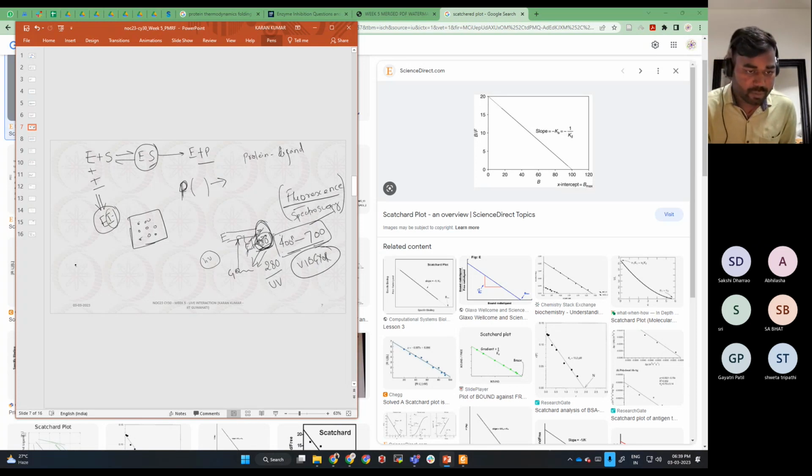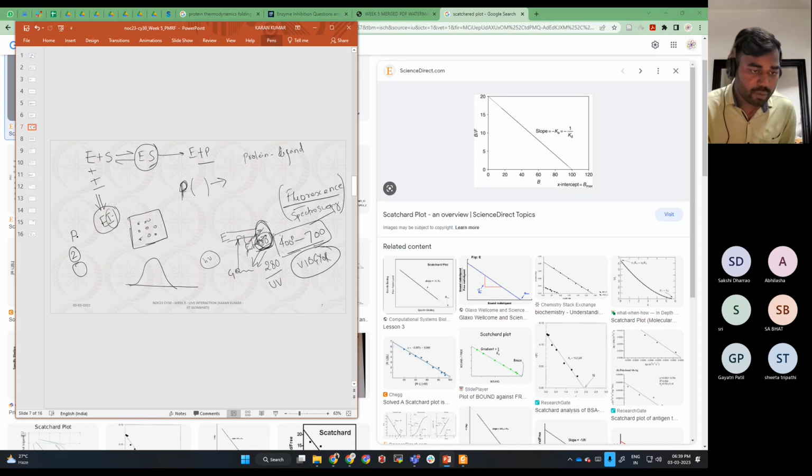Let us say there is a protein molecule. It has two tryptophan residues, W, in its structure. If the protein is not bound with any ligand, then there will be a particular kind of fluorescence spectrum. You will see a particular kind of fluorescence spectrum.